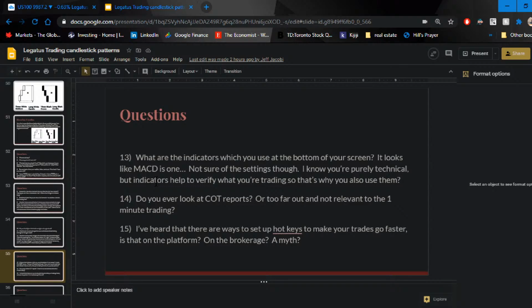So, do I ever look at COT reports, or are they too far out and not relevant for the 1 minute trading? That's a good question. So all reports are very, very interesting. You want to be aware of every single report that's happening. No one report is any more significant or less significant than the rest, in my opinion, because they all generate volatility.